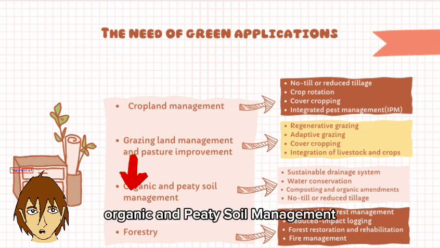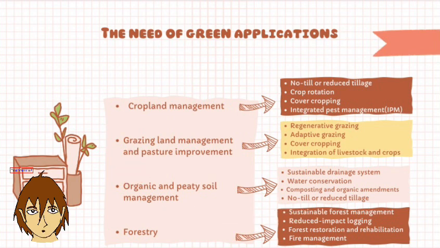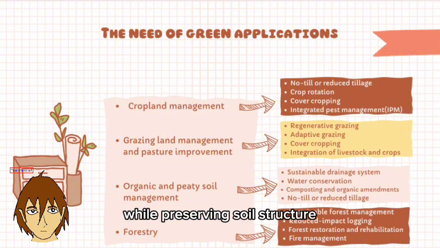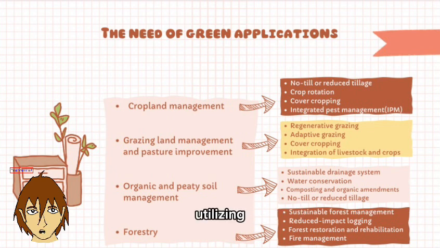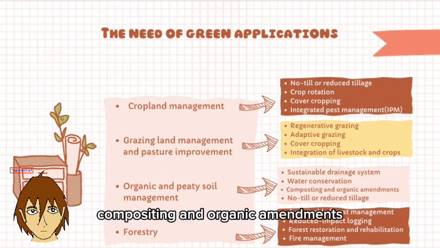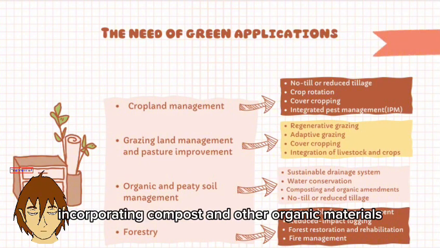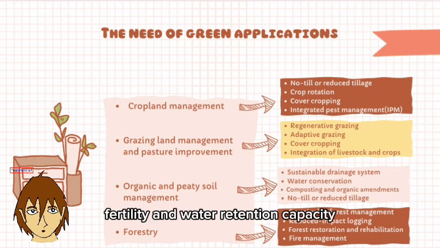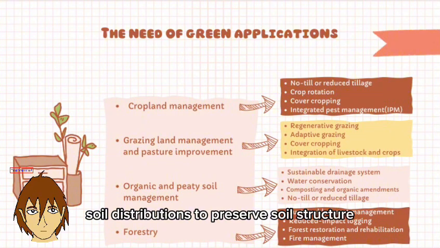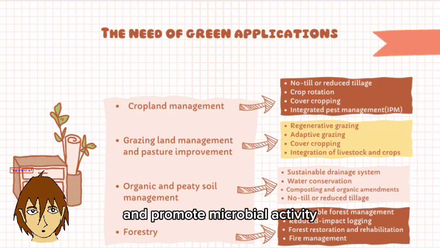Organic and peaty soil management. Sustainable drainage systems, implementing drainage systems that minimize waterlogging while preserving soil structure and organic matter content. Water conservation, utilizing irrigation techniques that optimize water use and reduce runoff. Composting and organic amendments, incorporating compost and other organic materials to improve soil structure, fertility, and water retention capacity. No-till or reduced tillage, minimizing soil disturbance to preserve soil structure and promote microbial activity.